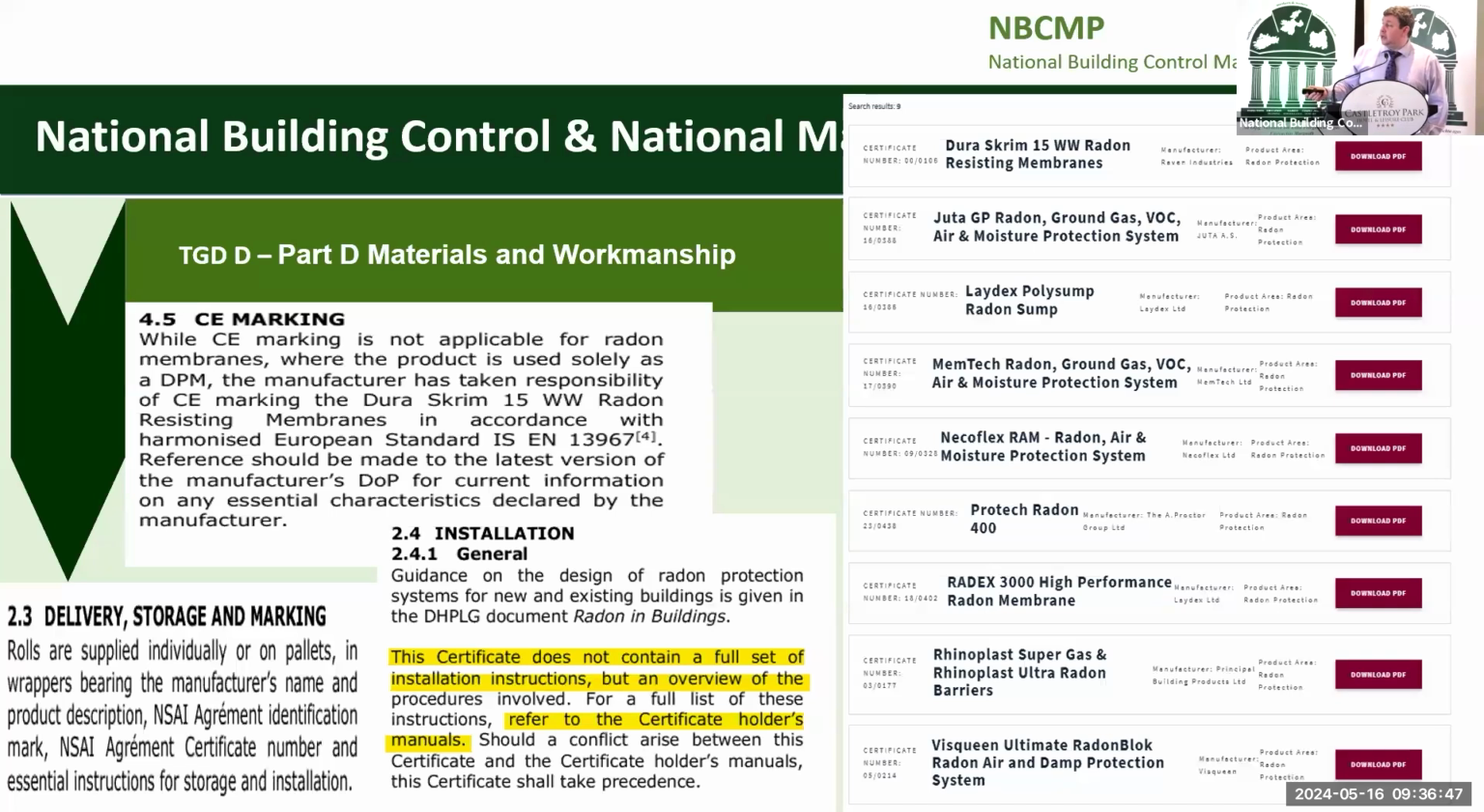So it tells you the certificate holder has a manual. Many people have actually requested the manual as part of the Agreement Cert, even for the installation of radon membrane. Many contractors installing the product have actually requested that. So these are things that are part of your responsibility as a designer and a contractor or a builder, to make sure that you're informed and have the information to carry that out.